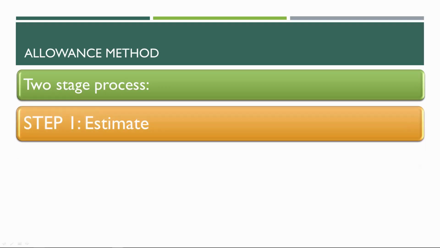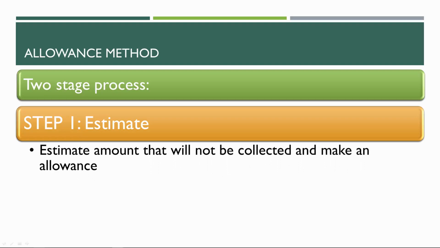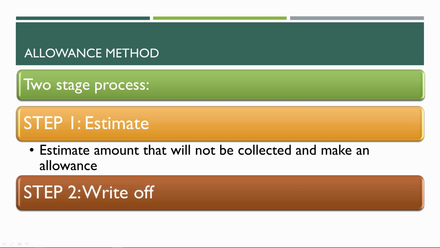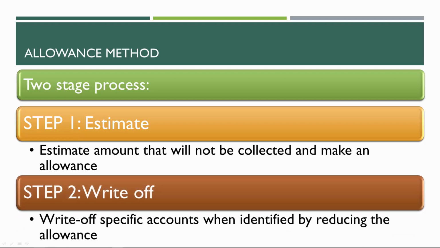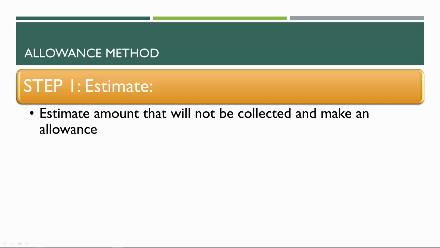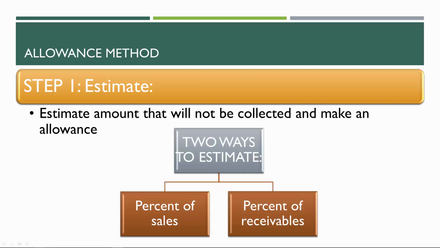Instead, they should use the allowance method. And the allowance method is a two-stage process. The first stage is to determine the estimate, and we look at how much we expect to not collect on the receivables. And then at a later point in time, they'll write off specific accounts that have been identified as not being collectible. So let's look more at the first step. We're going to estimate the amount that will not be collected and make what we call an allowance. And there's two primary ways that companies make these estimates, either based on a percentage of sales or based on a percentage of receivables. So let's look at an example of step 1, making the estimate.